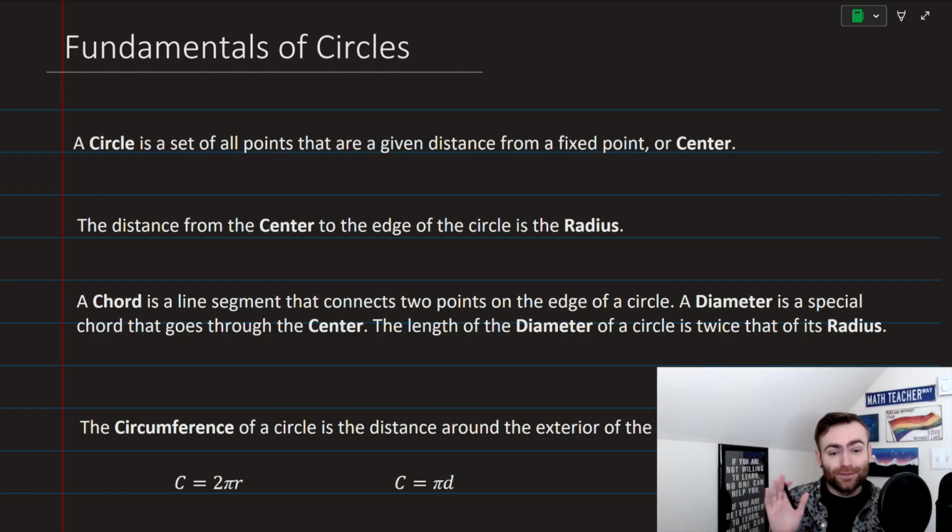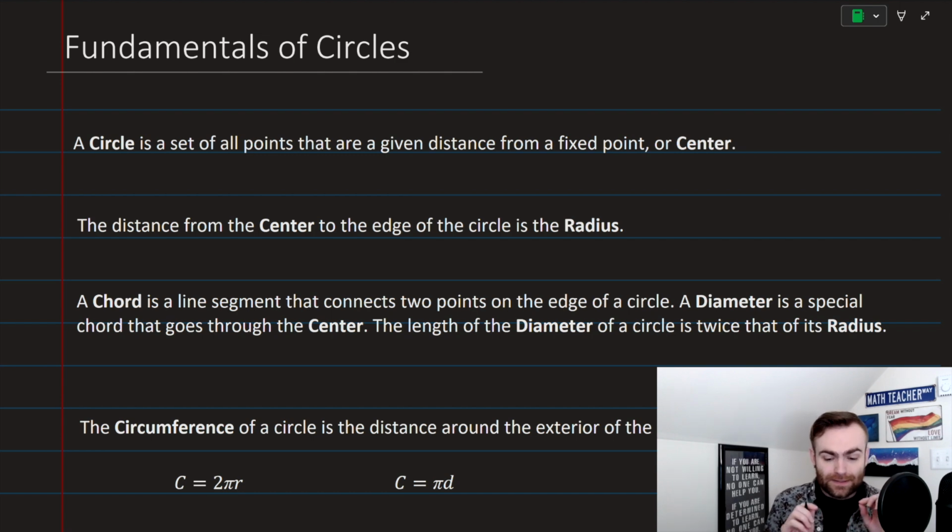So let's talk circles. First and foremost, I'm going to apologize. This is going to be a long one because there's a lot to talk about when it comes to circles. We define a circle as the set of all points that are equidistant from a fixed point, which we'll call the center point. The distance from the center to the edge is called the radius.